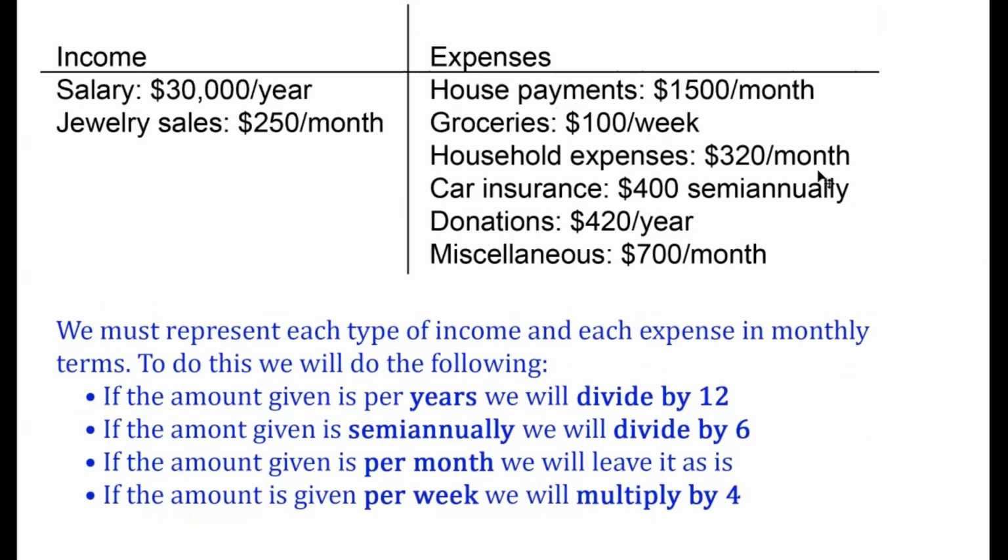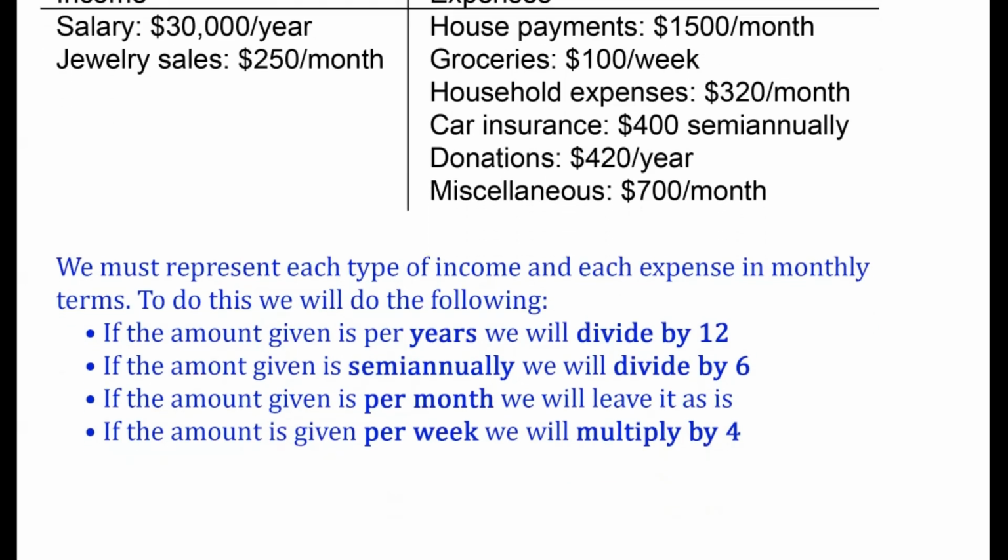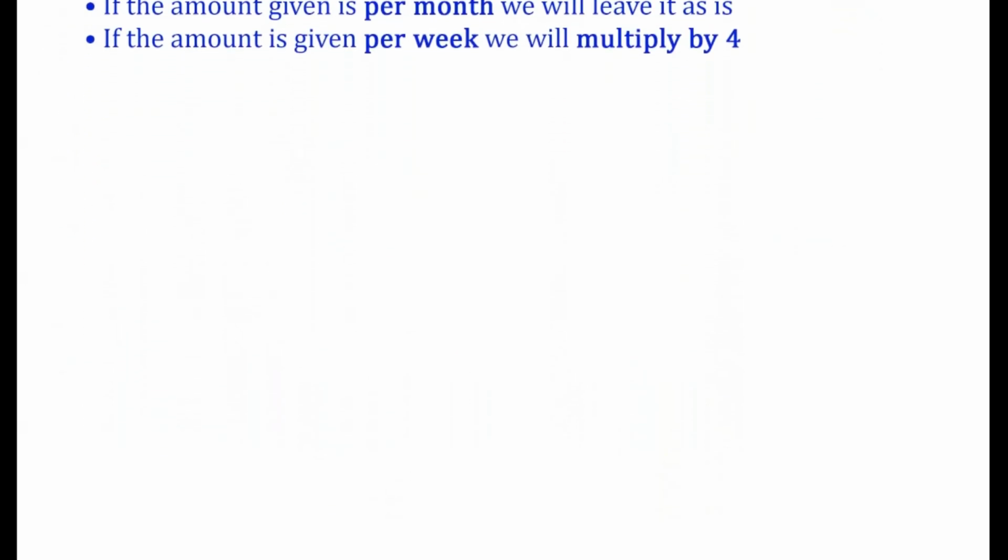So first, just take a look at these. We have something that is per year, a per week, a semi-annually, and another per year. So these are all the ones we're going to change. All the ones that say per month, we get to leave those numbers the way they are. But if it says per week or per year or semi-annually, we're going to do one of these calculations to change it. So, all right, let's move down here.